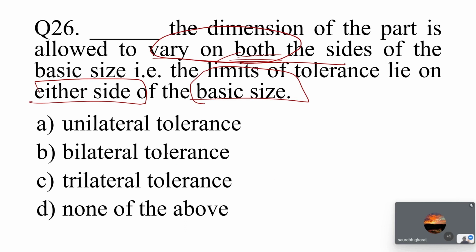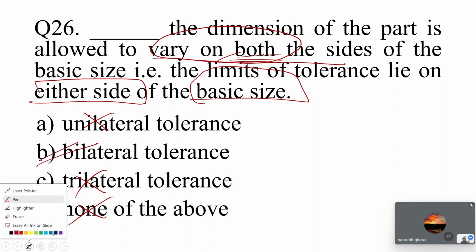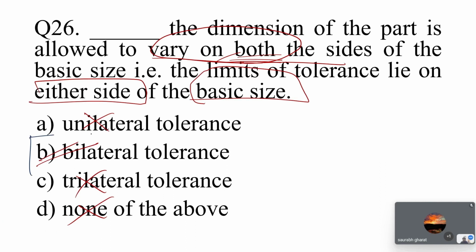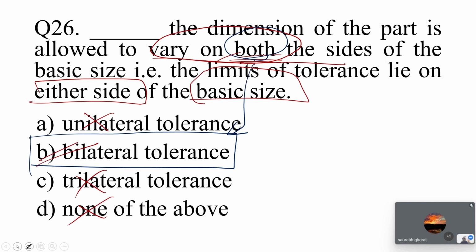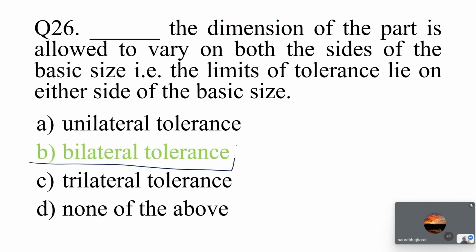I told you that it varies on both sides. Unilateral can be your answer? Bilateral? None of the above? Varying on both sides means bilateral will be your answer. As I told you, both is mentioned here, so focus on both; bilateral will be your answer.